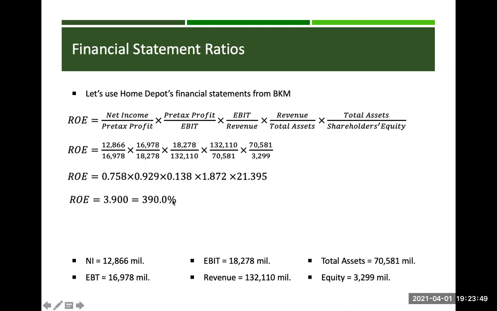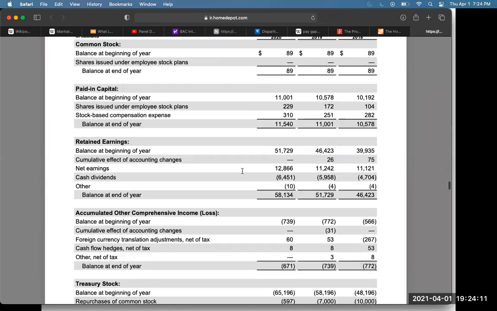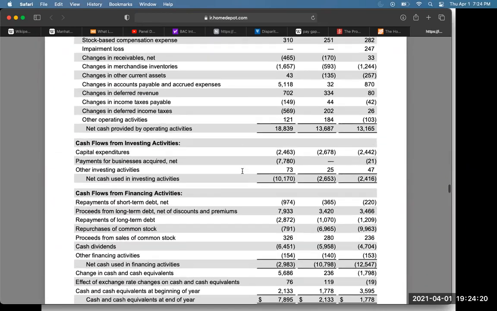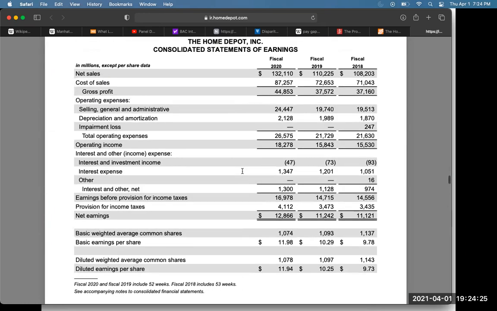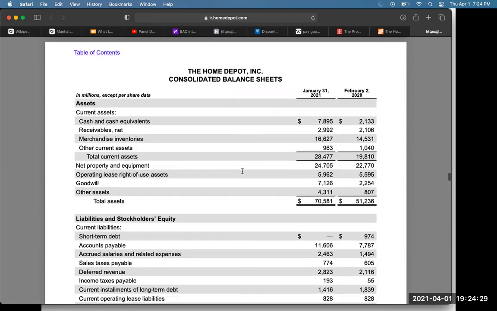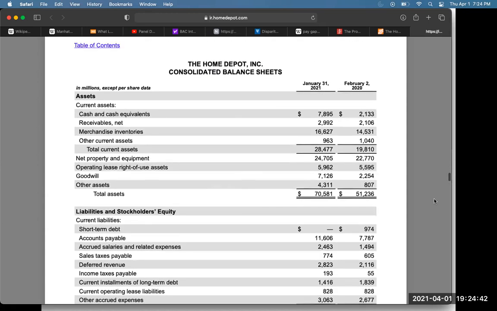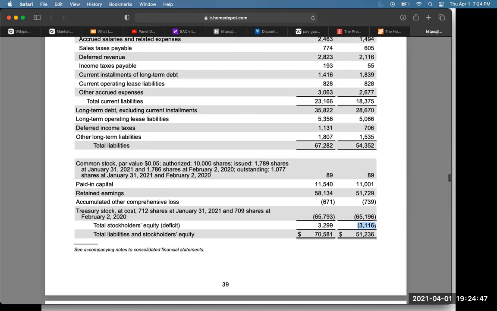So their ROE now is 390%. Now I can't really do ROE the way that I should, which is shareholders' equity from end of year last year, fiscal year 2020, which ended in, I think it was February of 2020. And let me show you why. It's a balance sheet. Here is their shareholders' equity as of February 2nd, 2020. I can't show you return on equity as I should because they had a negative value for equity.